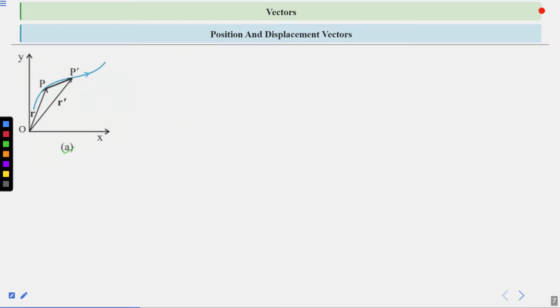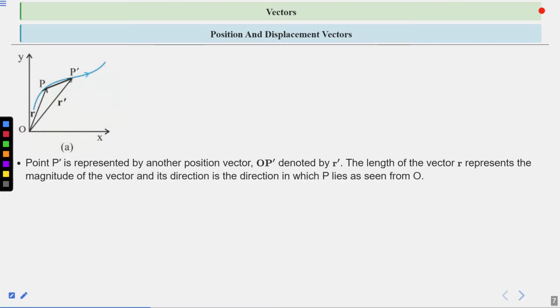Look at here. Point P prime is represented by another position of vector OP prime. So OP prime is also a position vector that is denoted by r prime. And the length of the vector r represents the magnitude of the vector from point O to point P. The length of the arrow represents the magnitude of the vector.